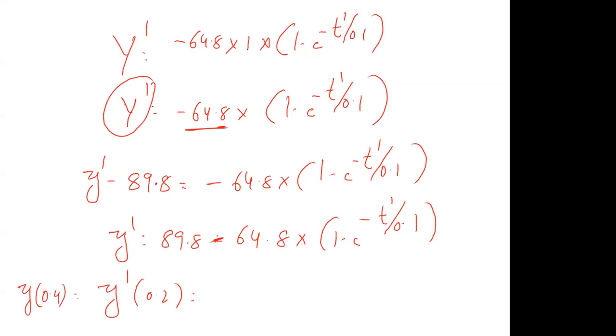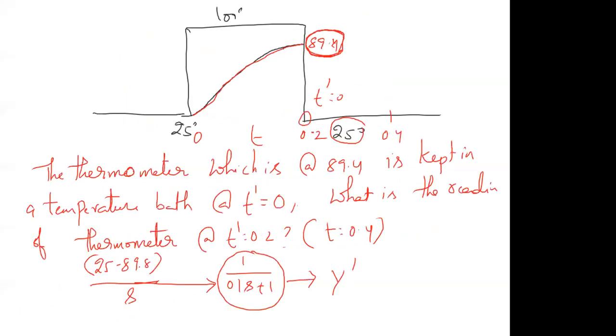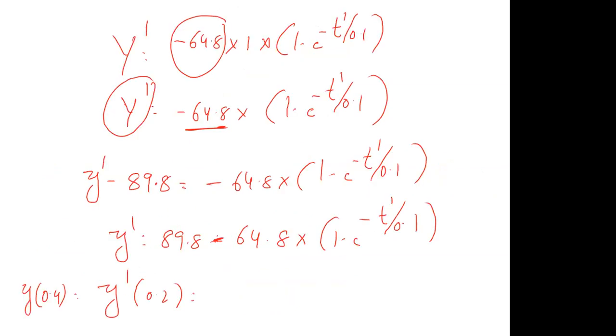Where this minus 64.8 has come from is the difference 25 minus 89.8. A thermometer which is at 89.8 has been kept in a temperature bath of 25. So the step change is 25 minus 89.8. Otherwise, if you want to solve this as a pulse input, it becomes a very big problem.